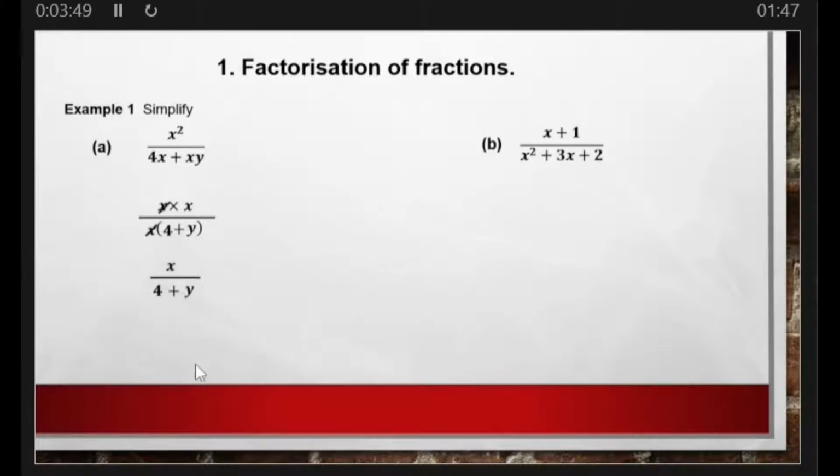All right, so let's go to B. So in simplifying B, we will write first of all the numerator, which is x plus 1 over, then this denominator here, looking at it very well, it is actually a quadratic expression. So we need to factorize this quadratic expression, and I already did a video on factorization of quadratic expression, and if you want to see it in detail, you can click on the link which is appearing here.